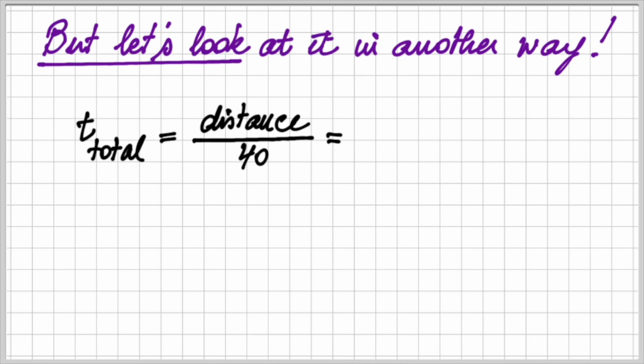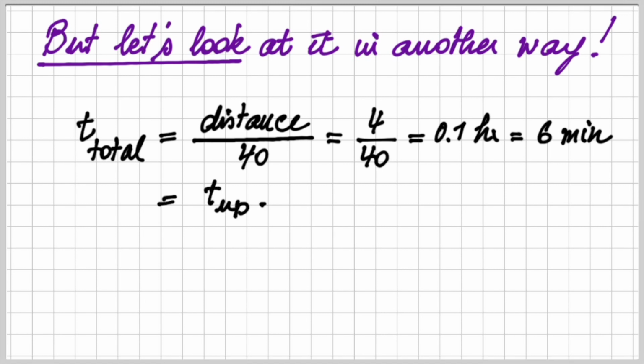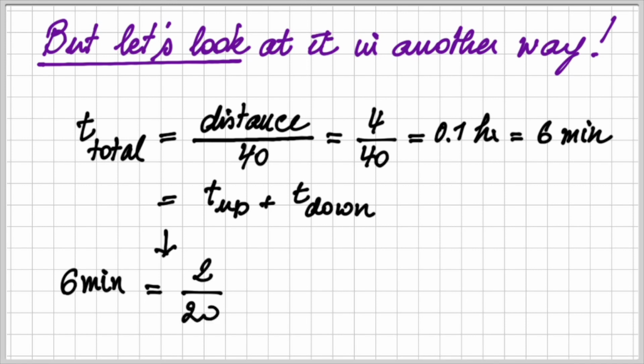The total time is the total distance divided by 40. So basically we have 4 kilometers divided by 40, which is 0.1 hour. There are 60 minutes in an hour, not 100 minutes, be careful. I had people who asked me how many minutes there were in an hour, and of course there are only 60 minutes. So the total time to have an average speed of 40 kilometers per hour is 6 minutes. Now that total time is also equal to the time to go up plus the time to go down.